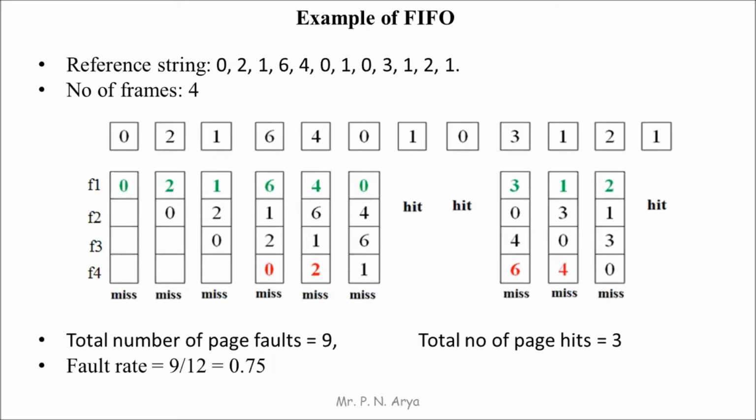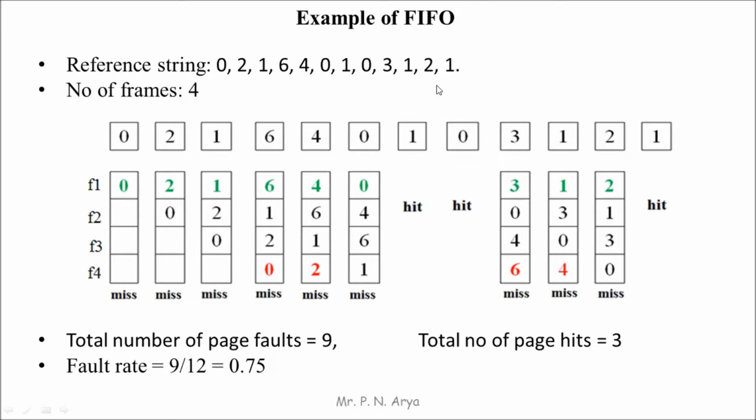We can understand the FIFO algorithm easily with this diagram, or with an example. This is the reference string 0 2 1 6 4 0 1 0 3 1 2 1, and the number of frames is 4. So the main memory uses only 4 frames, meaning we can load 4 pages. Each frame loads one page.